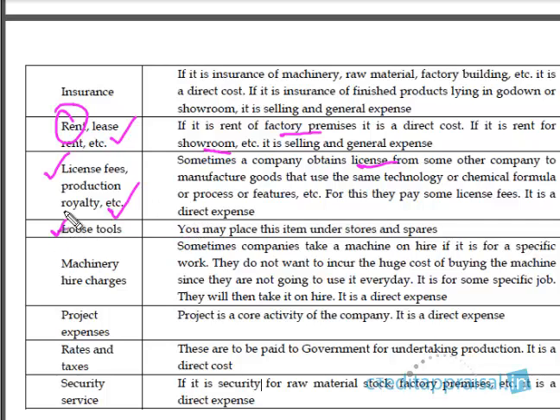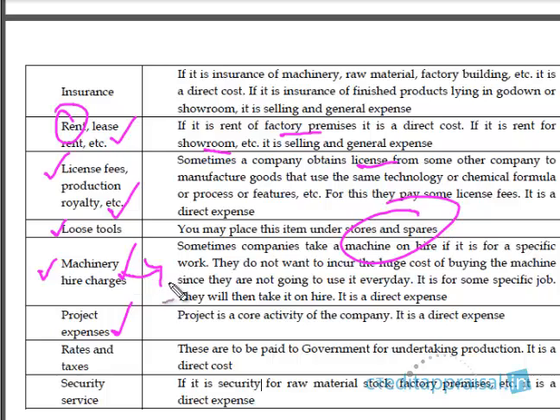Loose tools, you can classify it under tools and spares, stores and spares. Then machinery hire charges. Sometimes instead of purchasing machinery, because machinery might cost a huge amount, a company takes the machinery on hire and then starts producing the goods. They'll pay some rental charge to the machinery owner. So this is obviously a direct expense, isn't it? Because unless you have the machinery, you cannot manufacture the goods. The goods are manufactured using this machinery, so it's a direct expense.